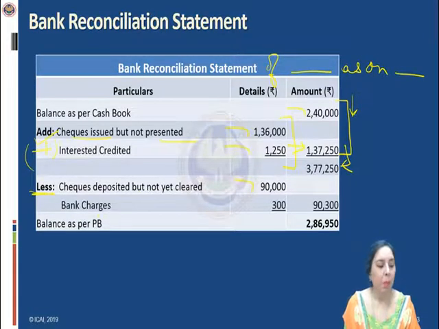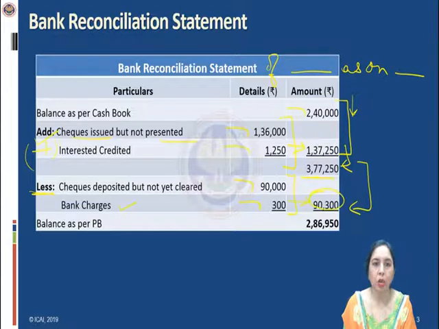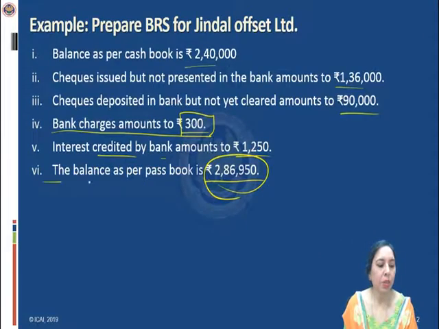And bank charges. Bank has put some charges into your bank account. That means bank balance is reduced, but cash book balance is not reduced, or it is already more than the passbook. Hence we subtract it in order to match the same. So 300 rupees have been entered over here. The total of 90,300 is written in the outer column, and the amount which is to be subtracted, 90,300, is subtracted from 3,77,250, giving you the resultant balance as per passbook, 2,86,950, which was already given in the question.